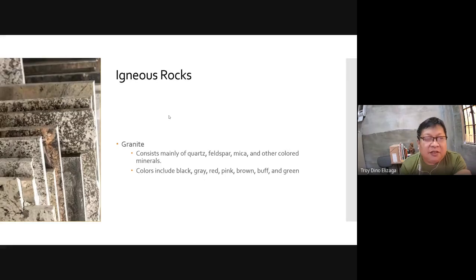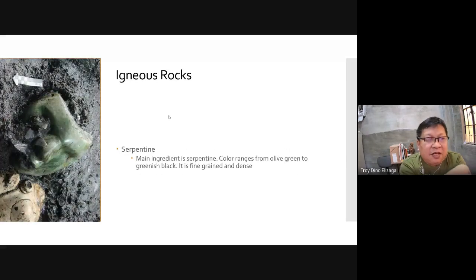Another type is serpentine. Here we see a mask made of serpentine. It's greenish in color, greenish black to olive green, and it has the same use as granite. Basically, all of these have the same use, except that their colors and composition differ.